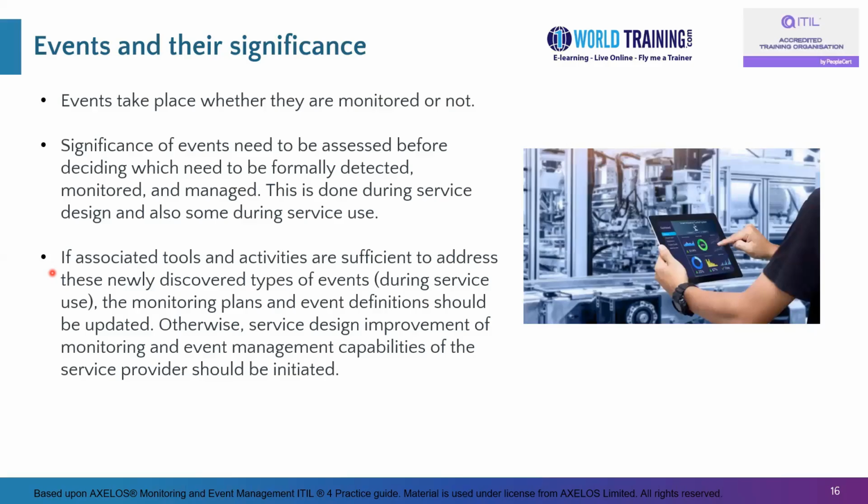So, for example, if previously a threshold limit was set so that 80% performance of the application should be achieved, that might have been okay, but during usage, it might be found that 80 is not good enough. It needs to be at 90. And that can be done as part of the service design change. And accordingly, the monitoring and event management capabilities should be upgraded.